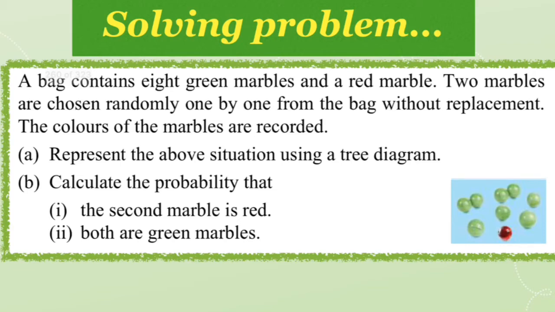So please take out your exercise book and do this question and try to draw a tree diagram. After you draw a tree diagram, based on the tree diagram, calculate the probability that the second marble is red and that both are green marbles. I will pause the video and give you 10 minutes to try. Later we'll discuss the answer, okay? Please try your best to get your answer now.